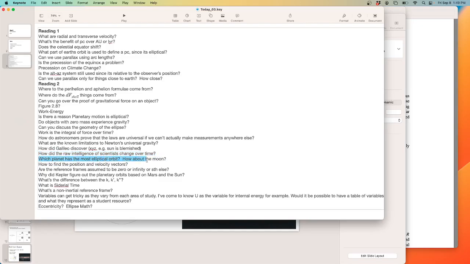Which planet has the most elliptical orbit? I think it's Pluto. No, I'm sorry. I guarantee that it's Pluto because sometimes Pluto's inside Neptune and sometimes it's outside Neptune.